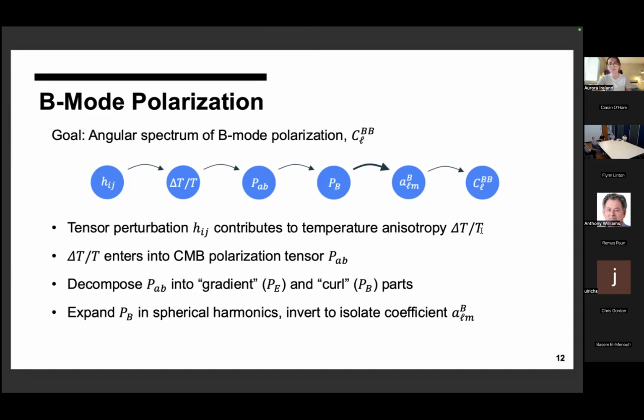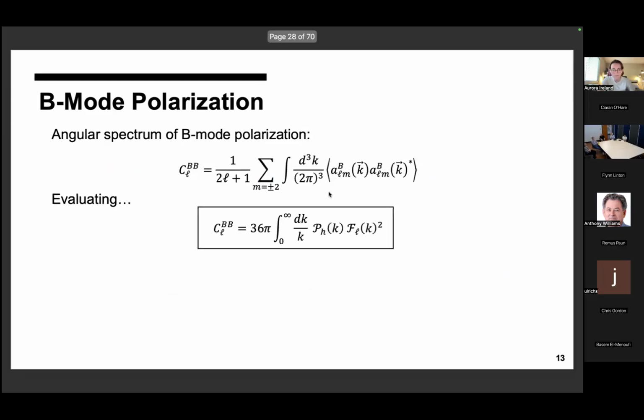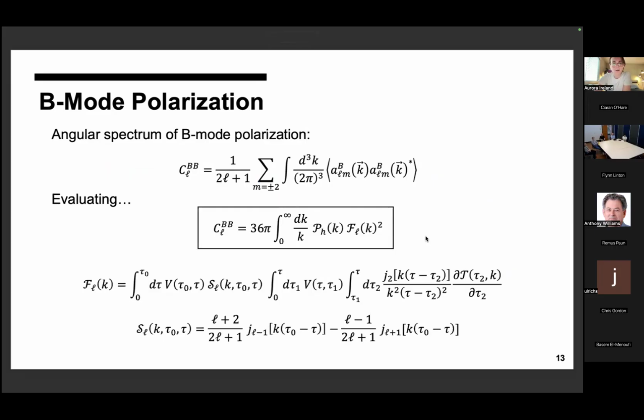You can expand this in spherical harmonics, and then you invert it to obtain these coefficients, and then these coefficients enter into the definition of the C_L^BB. It's the 2-point function of these guys. So this is more explicitly what the C_L^BB is, and if you go through the exercise of evaluating it, you can show that it's equal to this integral over log k of the tensor power spectrum times this f of L squared, which is this horrible thing, which I'm sorry for showing, but I feel like it's where all the physics is hiding, so I have to flash it at least.